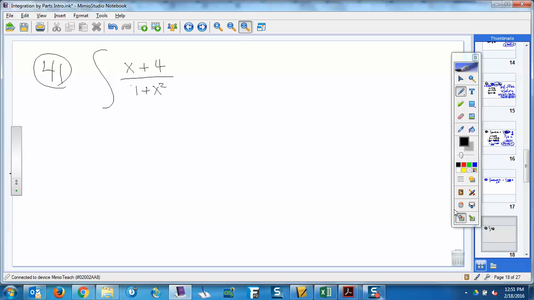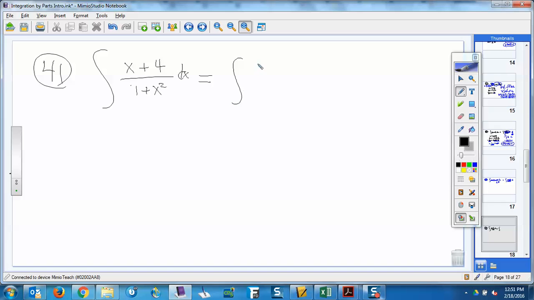Split it apart. When you have a plus, now remember, you can't split the bottom, right? Single denominator, but if you have multiple terms on top, you can split it apart. So all we have to do, whoops, I forgot my dx, is leave the denominator alone.